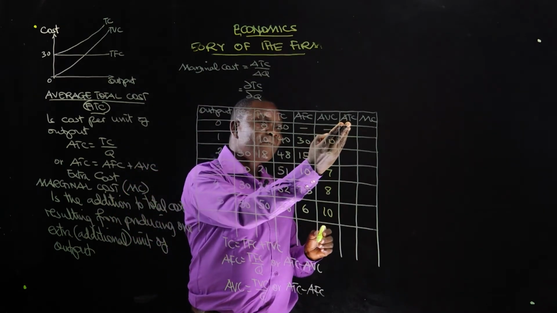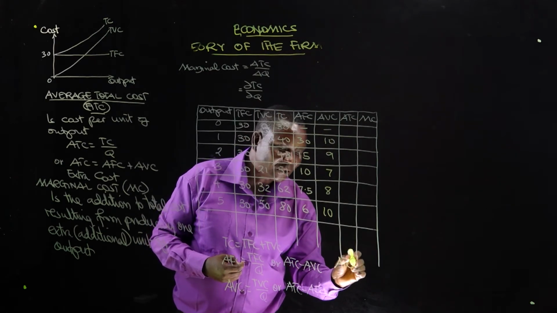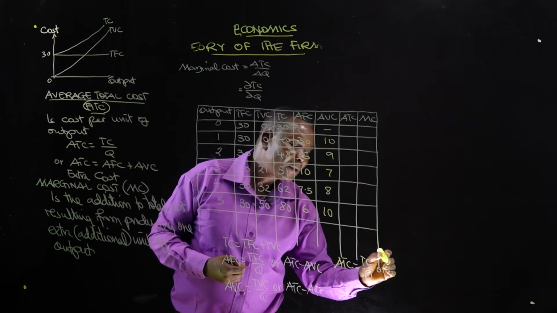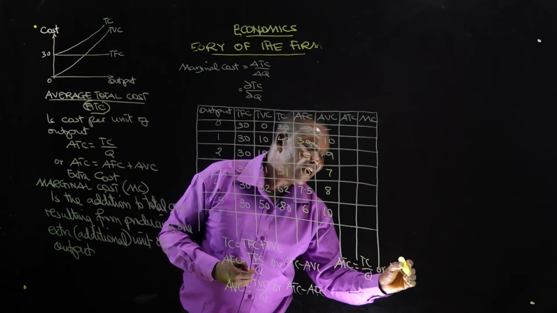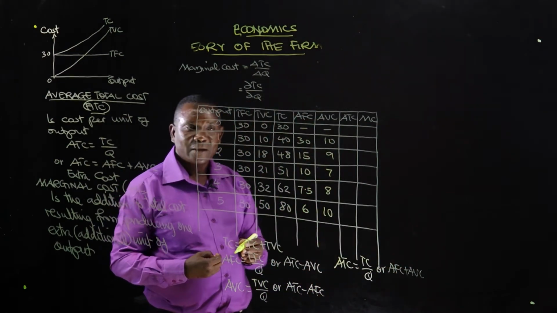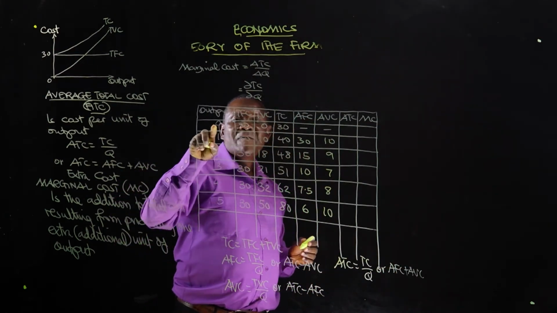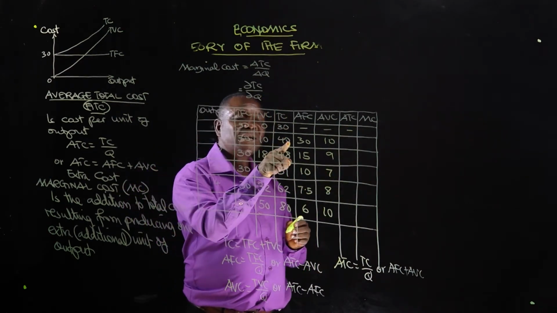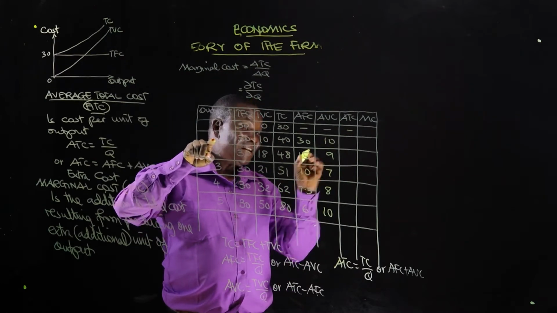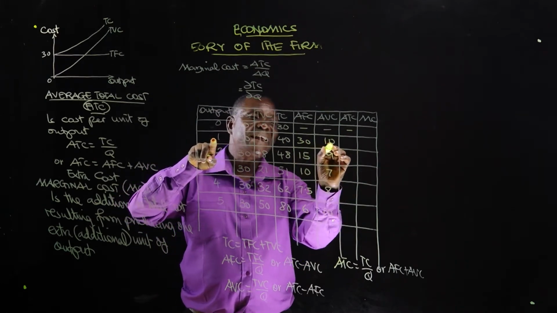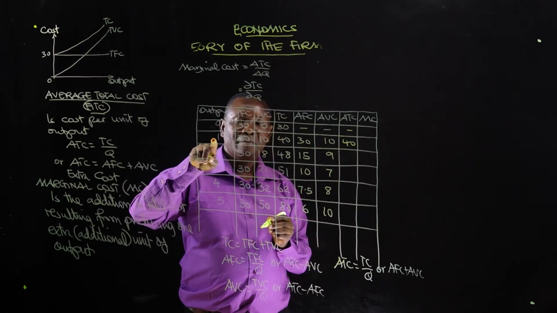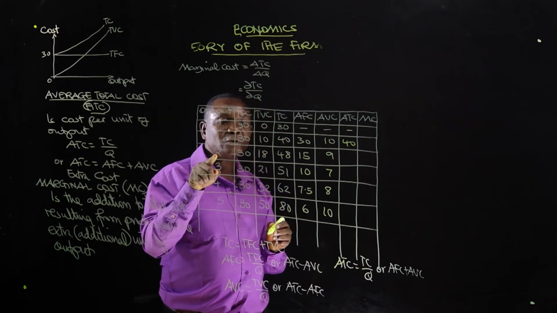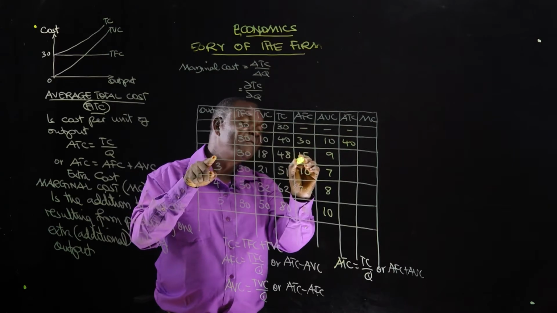Then we go to find average total cost. Average total cost, we have said, is equal to total cost over output, or average fixed cost plus average variable cost. 30 divided by 0 is undefined. Then we have 40 divided by 1, it's 40, the same as 30 plus 10. Then we have 48 divided by 2, it is 24, the same as 15 plus 9.